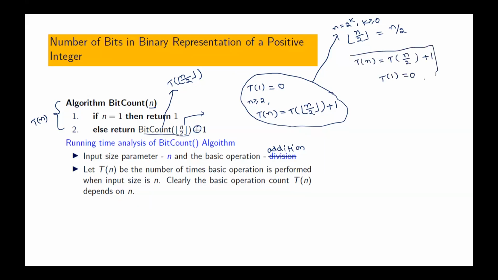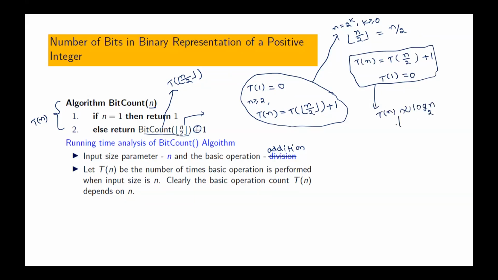We can solve this recurrence relation now. T of n is T of n by 2 plus 1, T of 1 is 0. Is it similar to binary search? Yes, sir. Only a small change. T of 1, we had 1 there. Even if there is one element, the number of comparisons is 1. So we can say that T of n is log n.